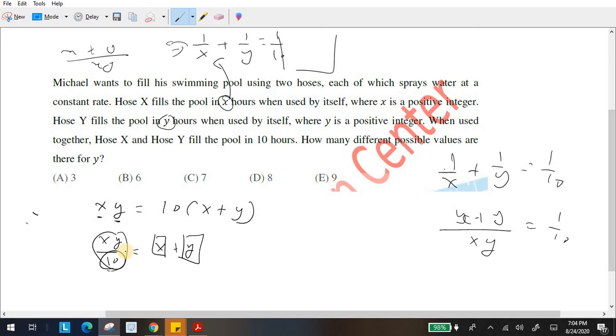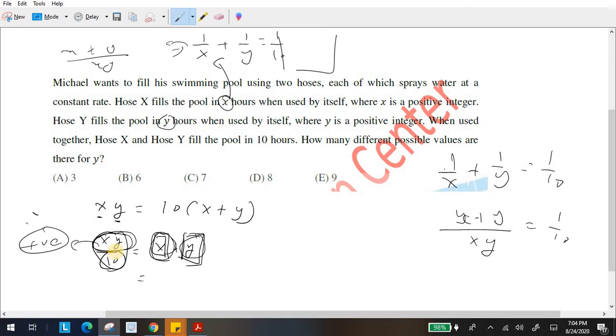What do you mean by in that order? See, basically, what should happen? Let's suppose this is a positive number and this is a positive number. When you multiply these two numbers, you should also get a positive number.